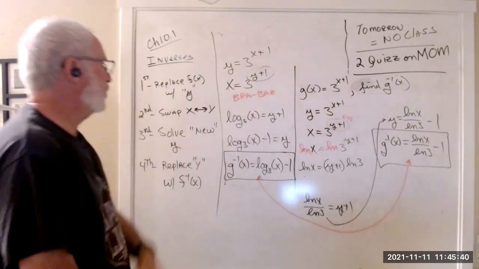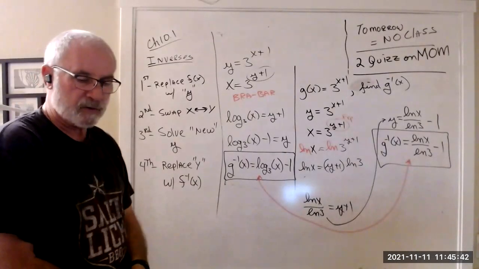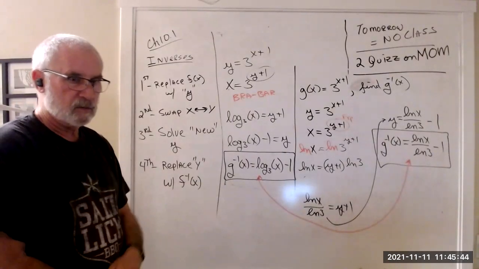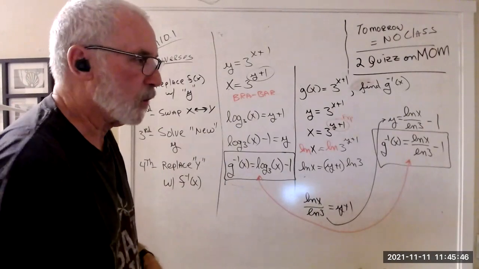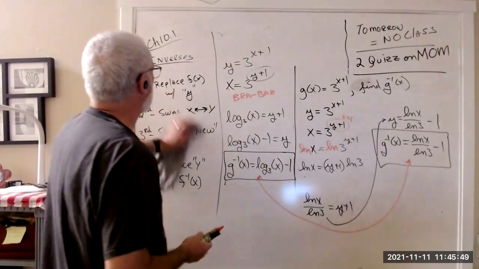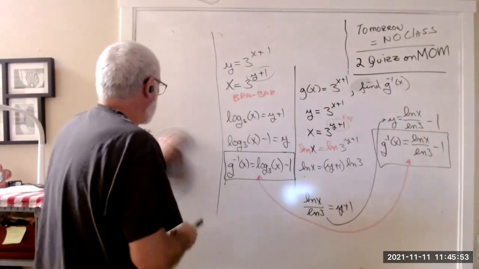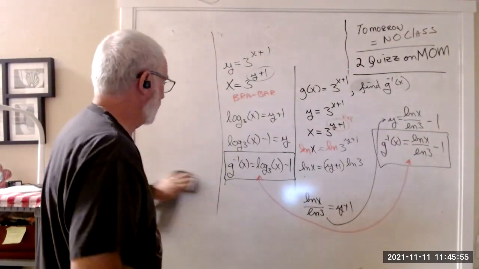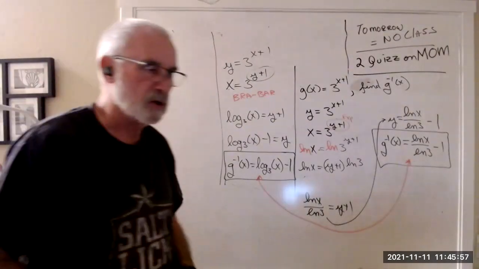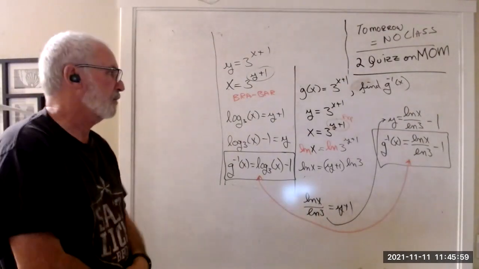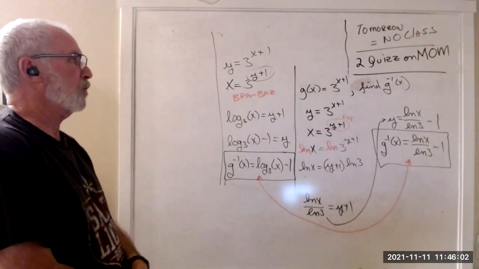All right, I need to erase the board and make room for another example. Anybody have any questions on this one problem? And again, the way I did it, I used two different methods. You don't have to use them. Use the one that's your favorite. You don't have to do both, just one of them.